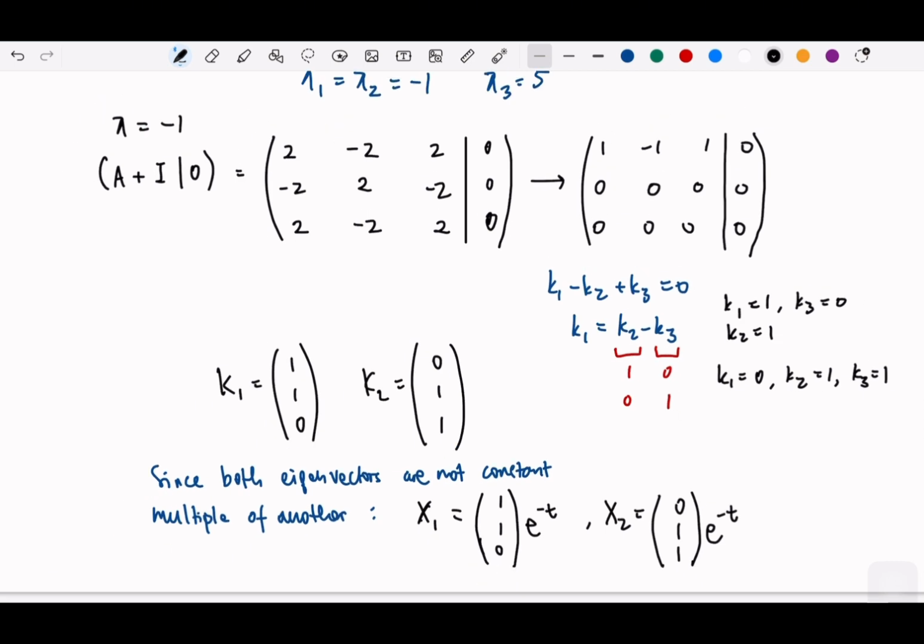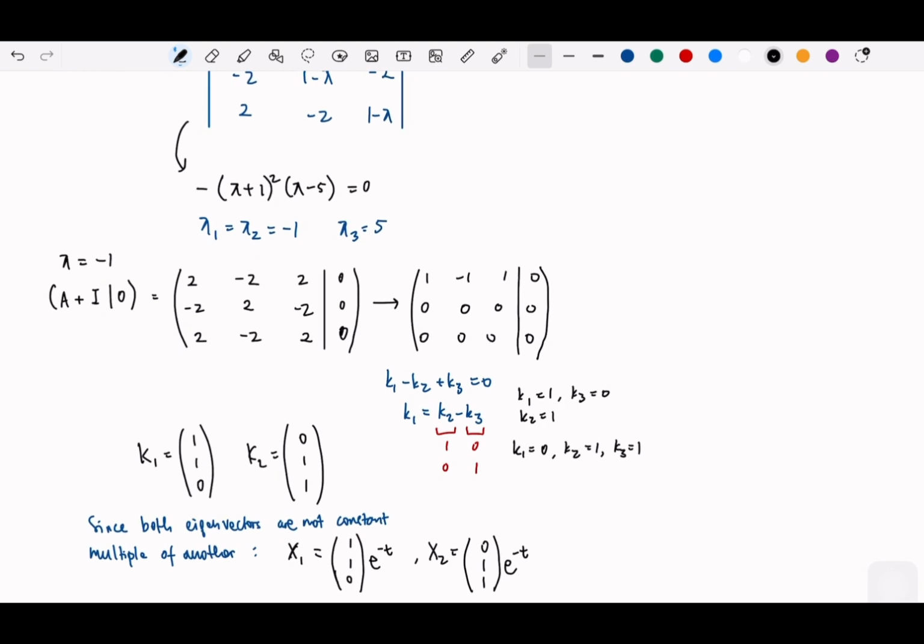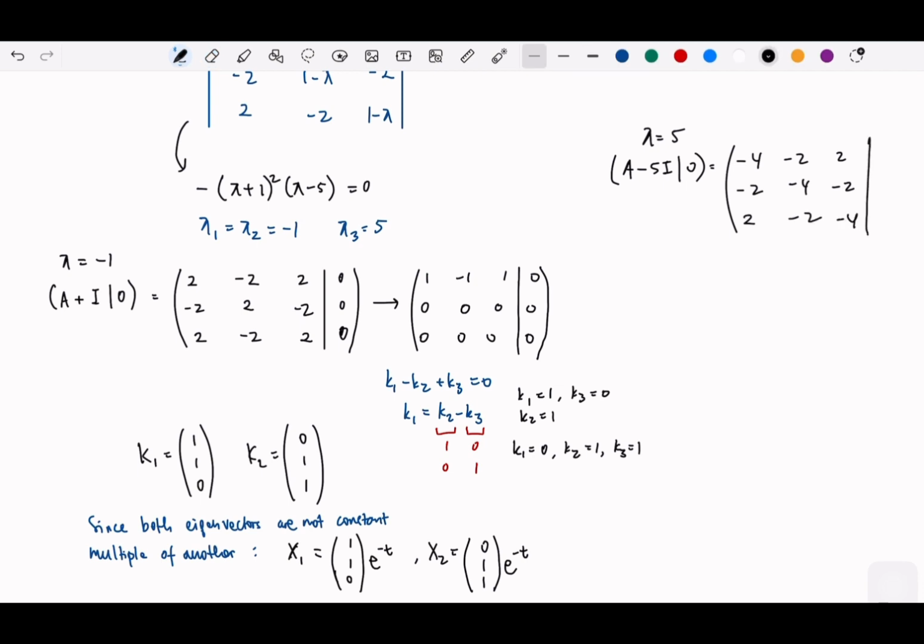And of course, don't forget the last eigenvalue. We need to check for eigenvalue equal to 5. So eigenvalue equal to 5. This will be negative 4. Oh, sorry, this is negative 4. And take another row operations.